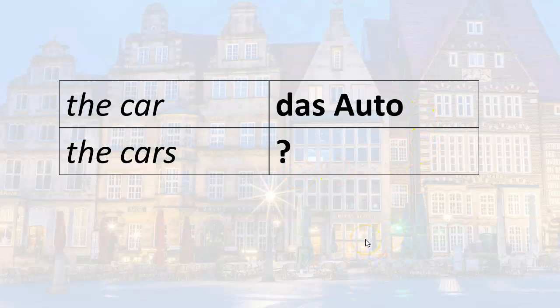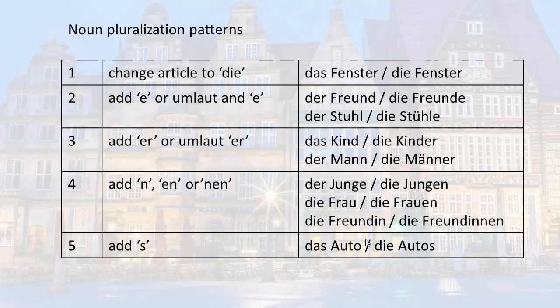Das Auto, die Autos. Okay, so here are your 5 patterns. And that's it for making nouns plural in German.